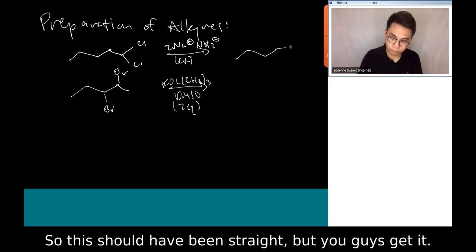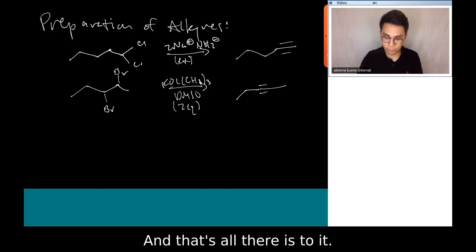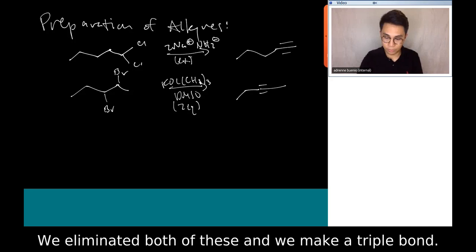So here, oh, this should have been 1, 2, 3. Okay. This should have been straight, but you guys get the idea, right? So yeah, and that's all there is to it. We eliminate both of these, and we make a triple bond.